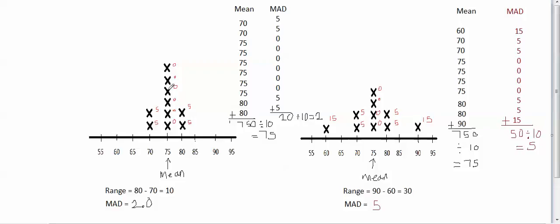When the data set becomes more spread out, you have bigger distances to the mean, and those bigger distances bring up the average distance to the mean, and you get a bigger MAD. So that's pretty much how the MAD works. As the data gets more spread out, you see values that are further away from the mean with bigger distances, and those bigger distances bring up the average distance and cause the MAD to be higher.